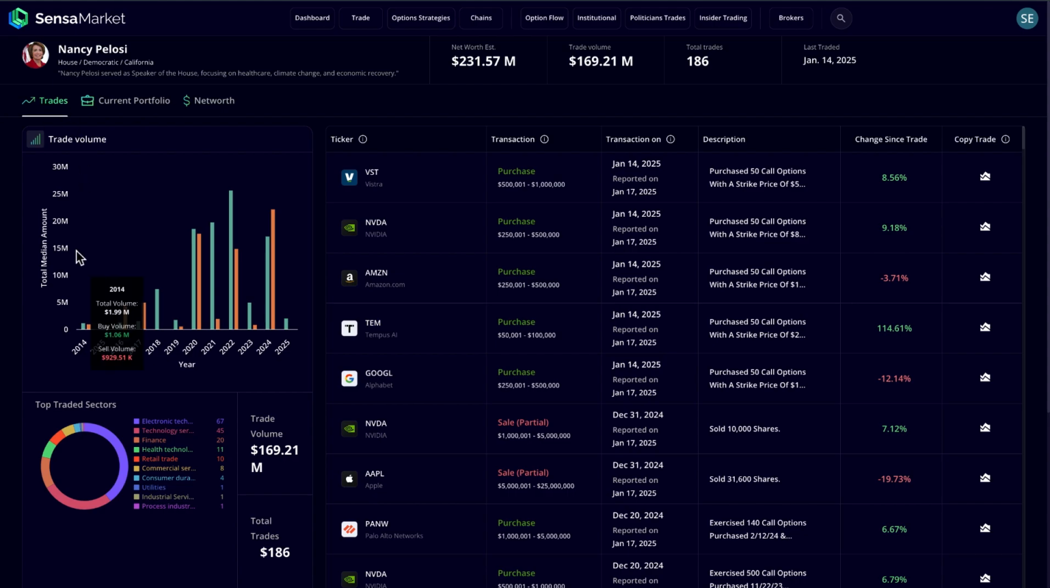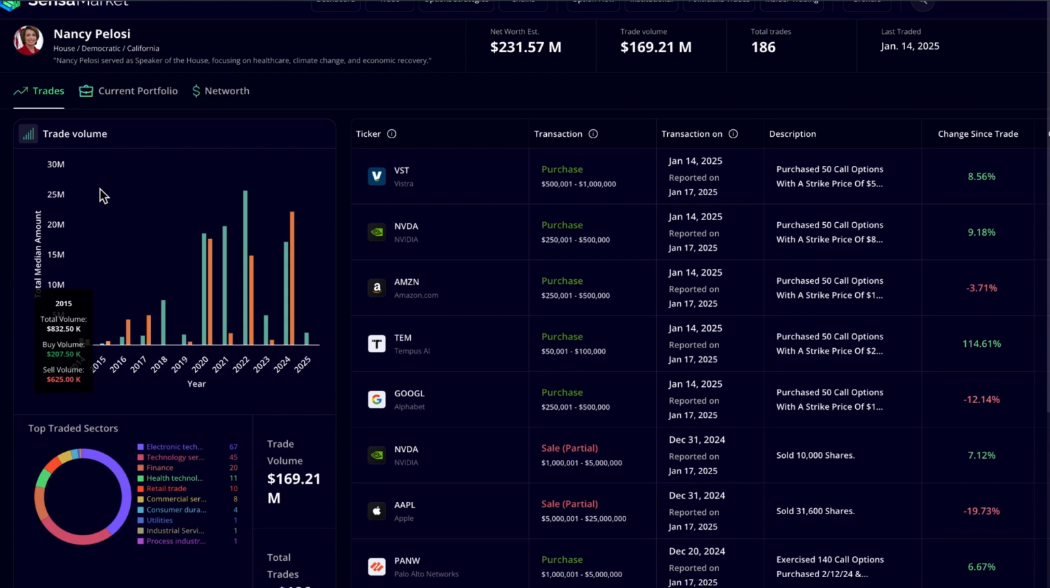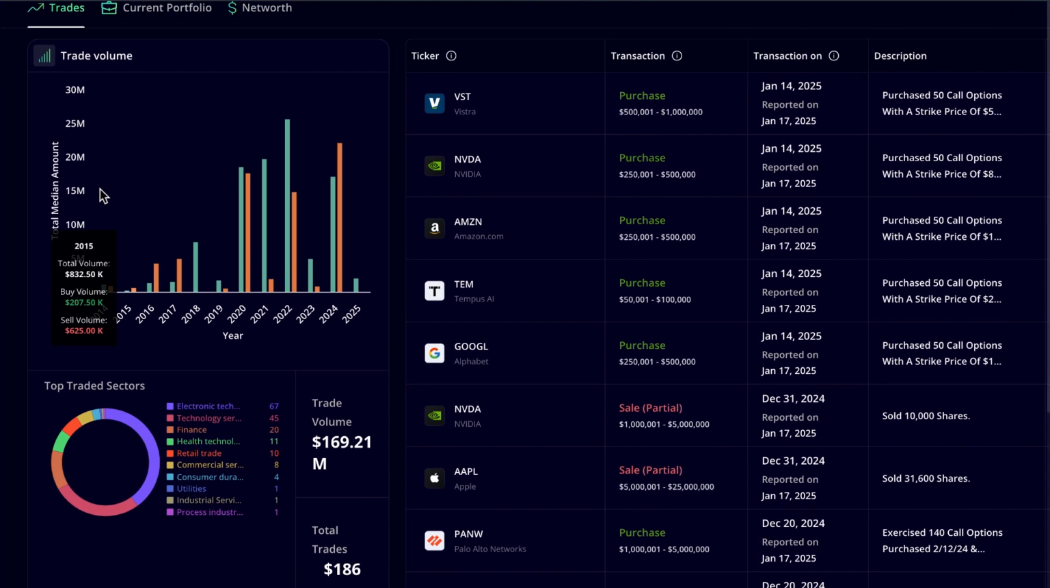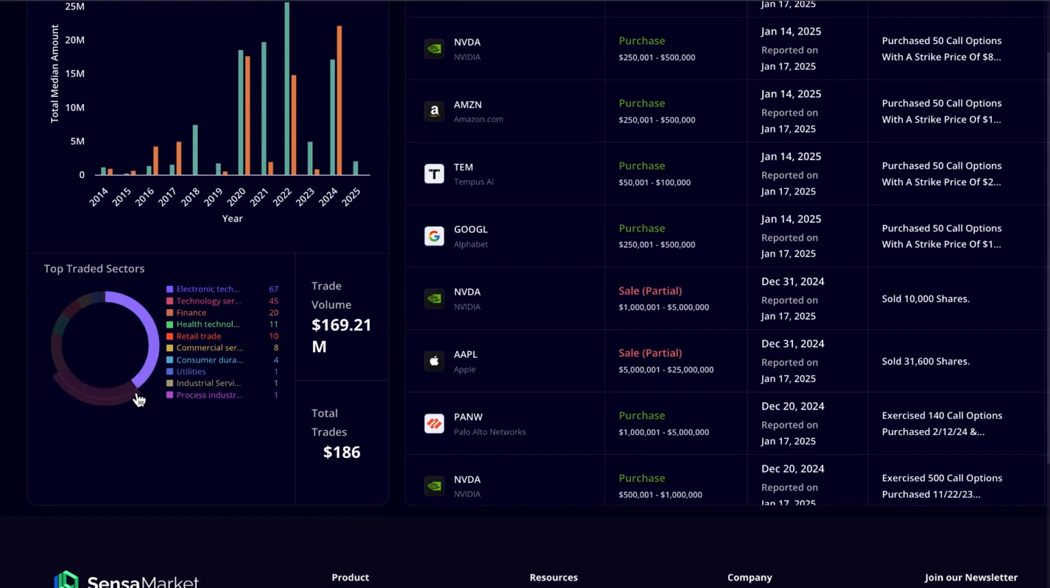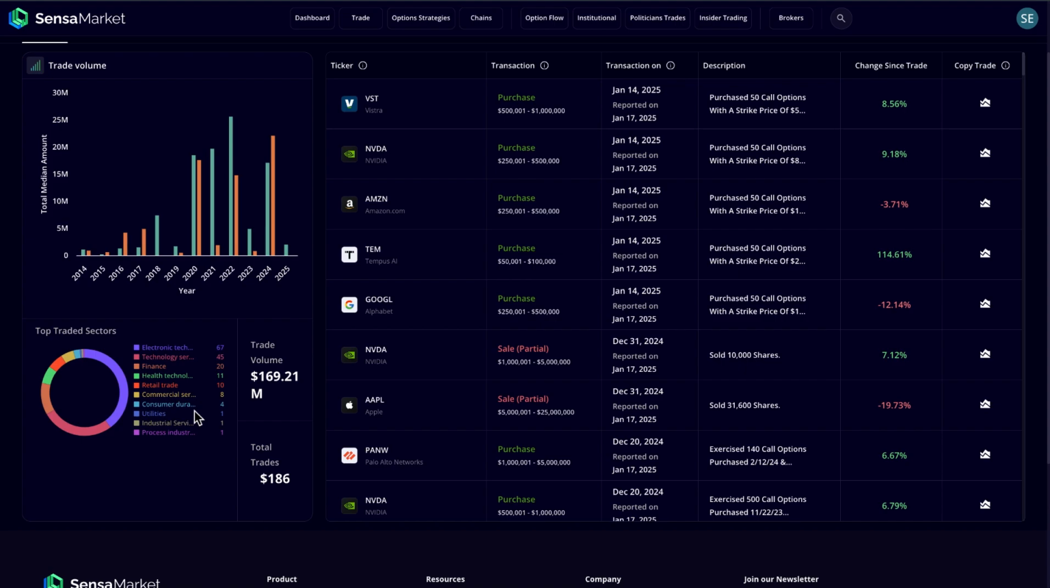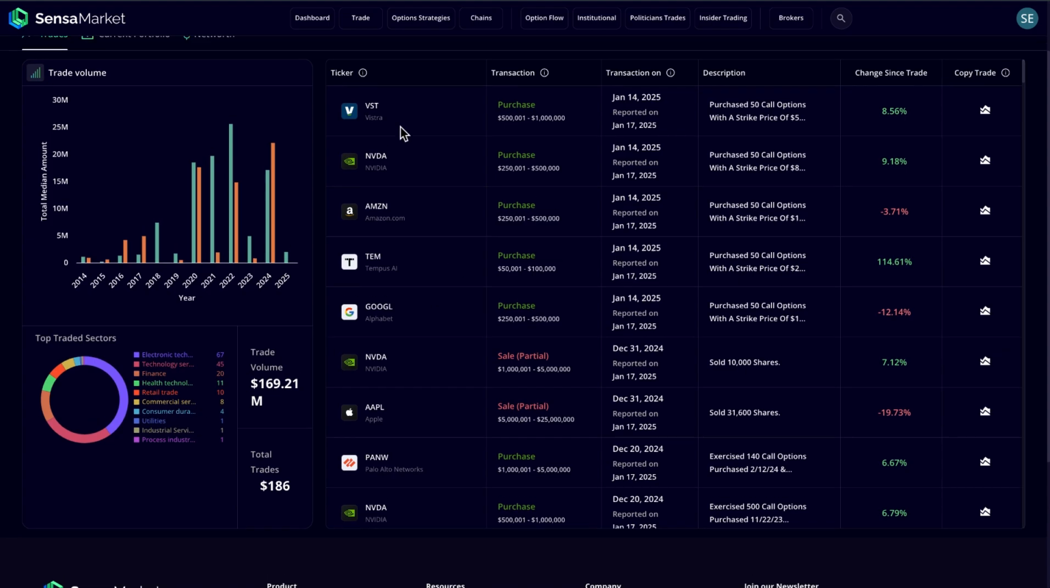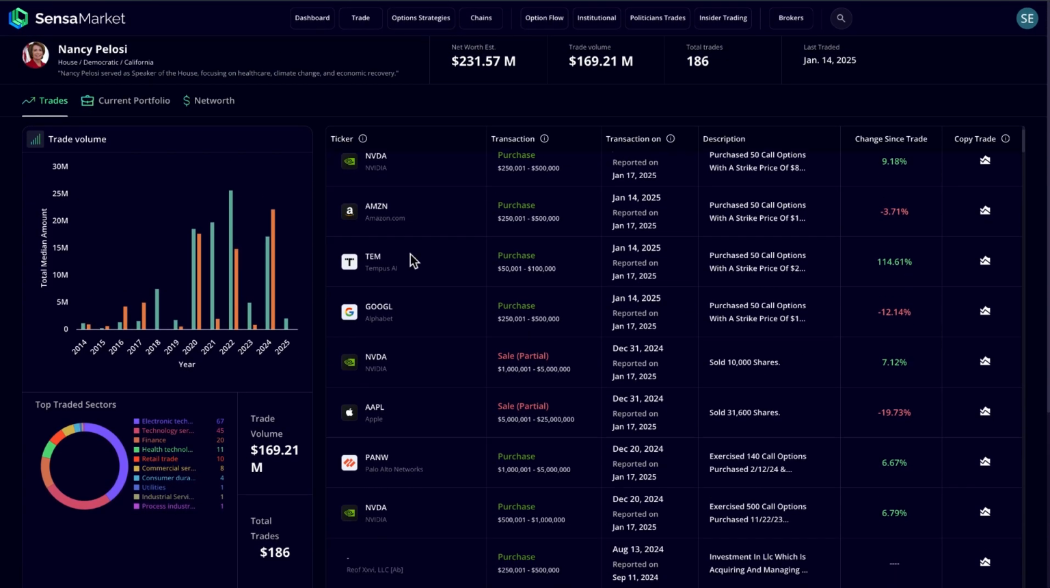Let's start with the Trades tab. The Trades tab gives you a complete history of their trading activity. Here you see two charts. The trade volume bar chart shows you the median size of their transactions year by year. Below that, the top traded sectors donut chart shows a breakdown of which industries they are most active in based on total trade volume. The main section is a detailed log of every trade they've disclosed.